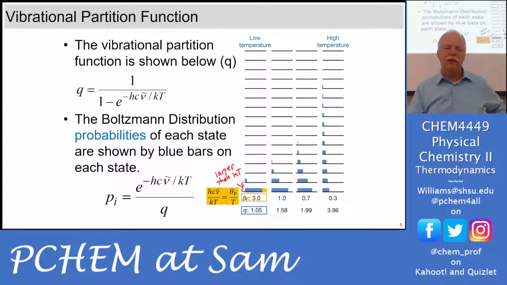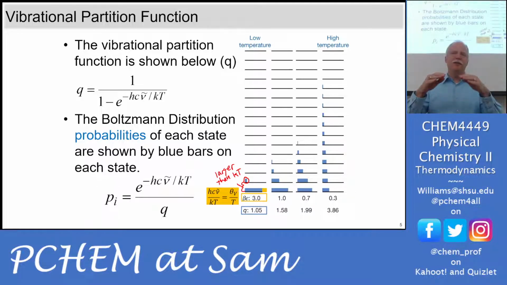Or you can think of it as this vibrational temperature compared to the temperature is equal to 3. So our spacing in terms of temperature maybe is 100, and our temperature is only 33. So we don't quite have enough temperature to excite, but we do have some probability of excitation. Even if it's above absolute 0, you're going to have 1 or 2 molecules that are in the excited state.